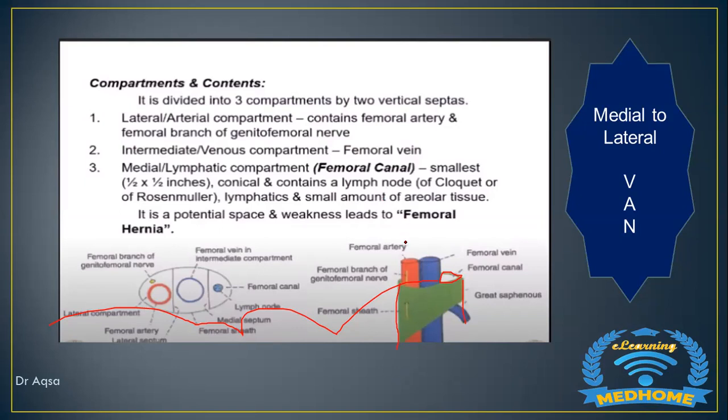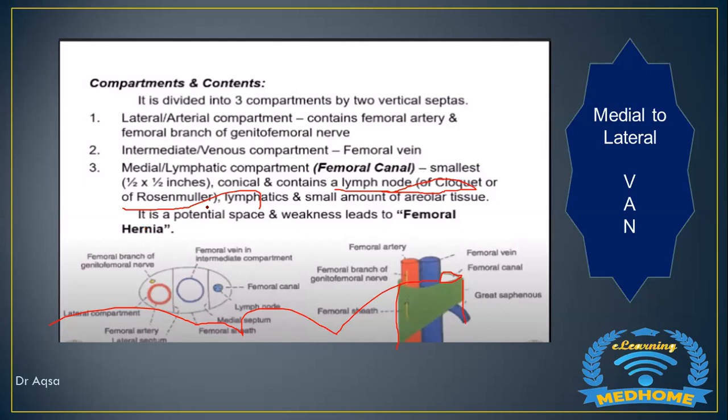Now, what are the contents of this femoral canal? It contains a lymph node, that is the lymph node of Cloquet, also called the lymph node of Rosenmuller, some other lymphatics, and a small amount of areolar tissue. What do I mean by the lymph node of Cloquet? It is the lymph node draining the clitoris. And this femoral canal is a potential space and a very weak site which can lead to femoral hernia.